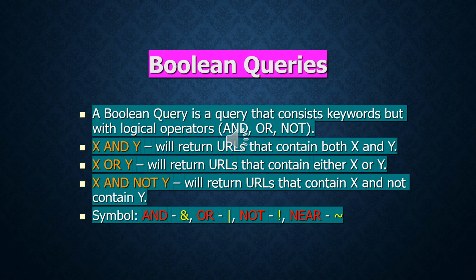Then we have Boolean queries. A Boolean query is a query that consists of keywords but with logical operators AND, OR, NOT. If you type X AND Y, it will return URLs that contain both X and Y. If you type X OR Y, it will return URLs that contain either X or Y. And if you type X AND NOT Y, it will return URLs that contain X and do not contain Y. We use the ampersand symbol for AND, the slash for the OR, the exclamation for the NOT, and we use another symbol for the NEAR.